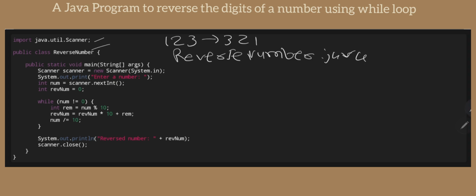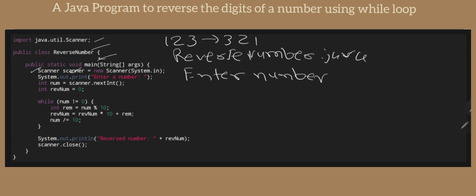Now public static void main(String[] args). Main is a function which is executing a program. Now Scanner sc = new Scanner(System.in). Here Scanner is a class and this small sc is an object of that class. System.in means we have to accept data from the user, so here we have used the Scanner object. Now System.out.print, enter a number. Here we have to enter the number.